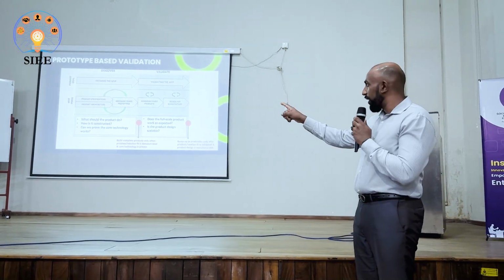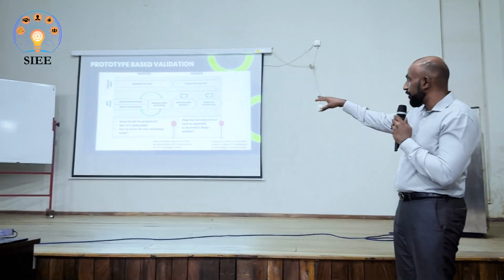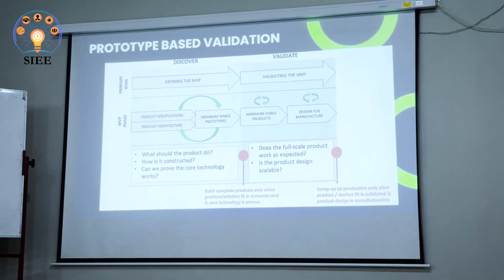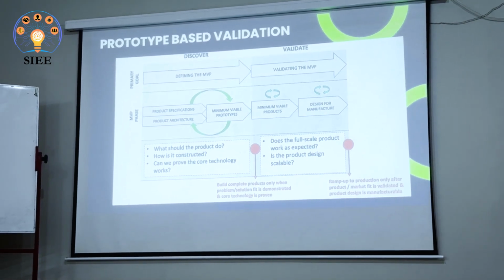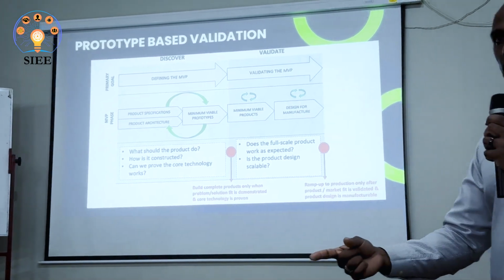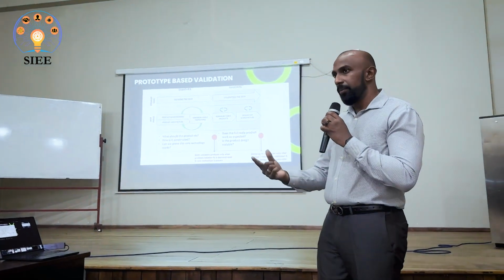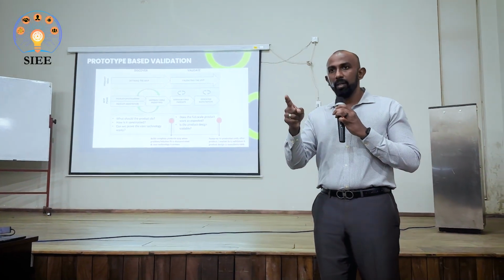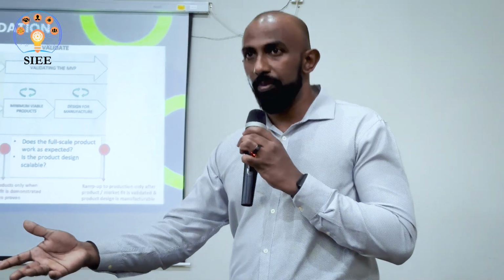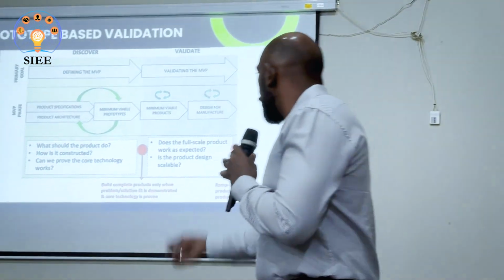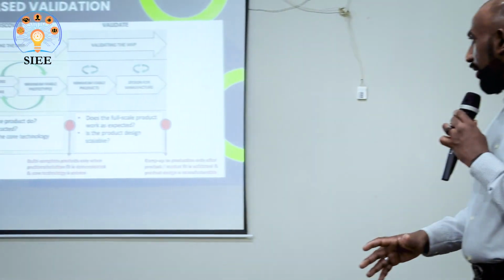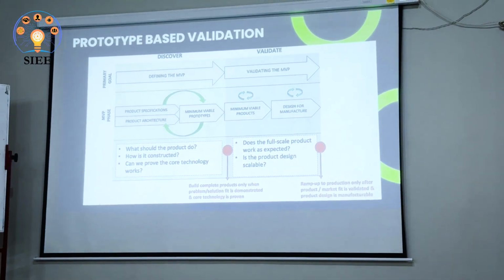So in the MVP phase, you have the product specification, then you create a minimal viable product. It's an iterative process. You might take a few turns to get your minimal viable product. Then you go to market and validate the product. While you are validating the product, again you have a few iterations to cut down some features, or you might need to add some features as well, right? So build the complete product only when the problem-solution fit is demonstrated and core technology is proven.